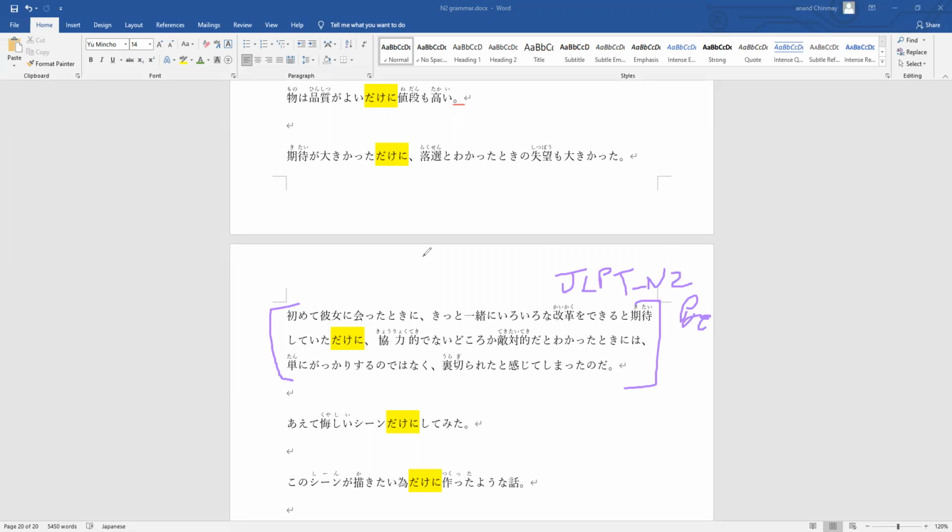But when I came to know that, what about cooperation, even after cooperating or not. No. It's 協力的でない, どころか is far from anything, not at all, far from cooperating. I came to understand that she was very hostile, and not only was I disappointed, but I felt like I had been backstabbed.